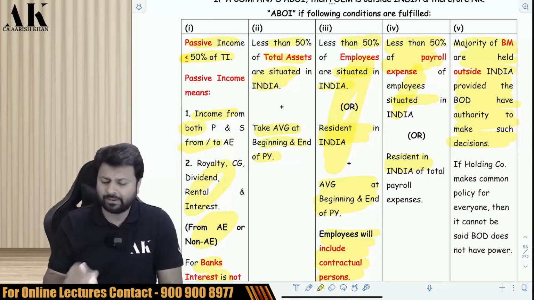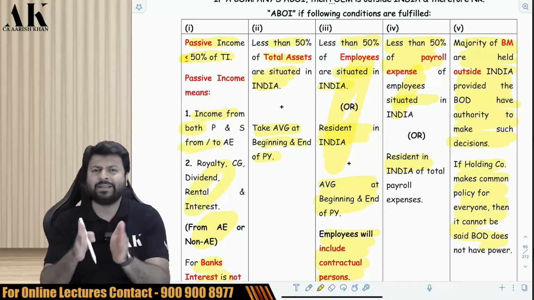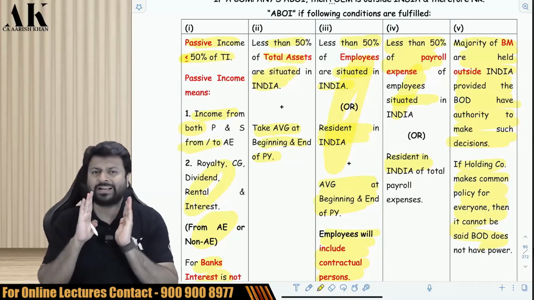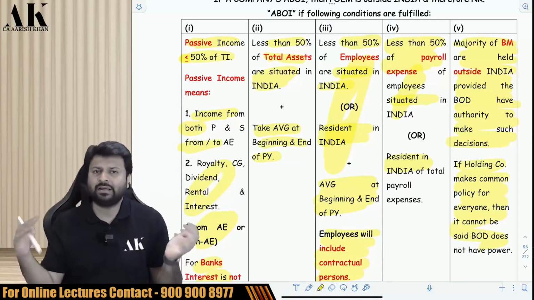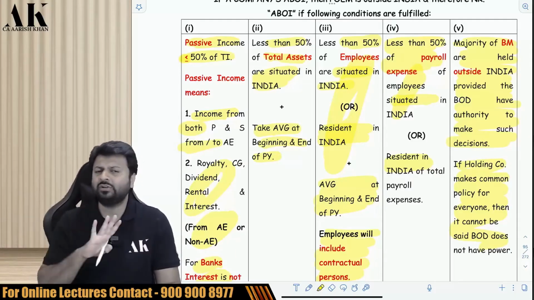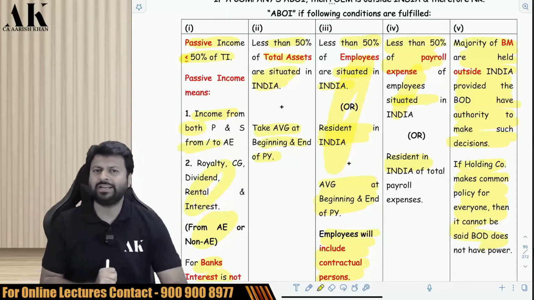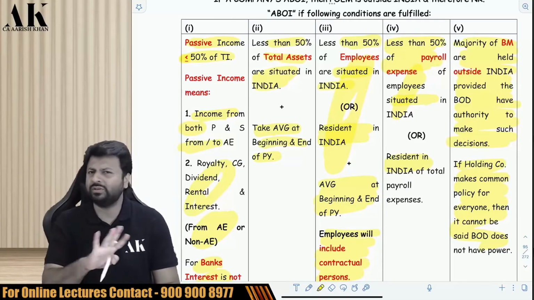But if the holding company in India makes a common policy for everyone, not specific to any particular company or any particular country, then it cannot be said that the board of directors does not have power. In that case, it's a common policy. It is not forcing any particular company, and it is not enforcing any decisions on any entity. It's a common policy that they can make. There is nothing wrong in that.